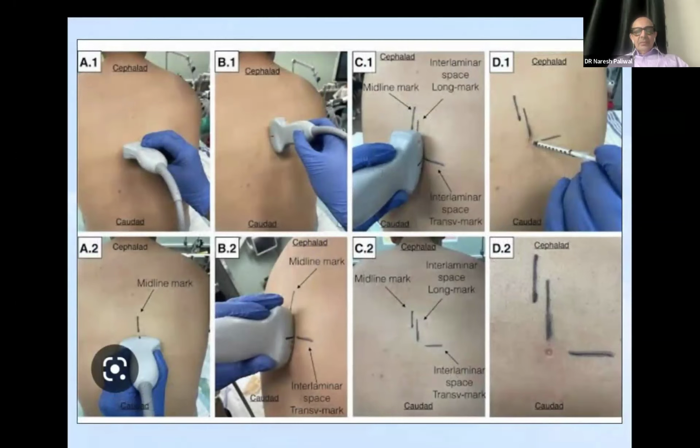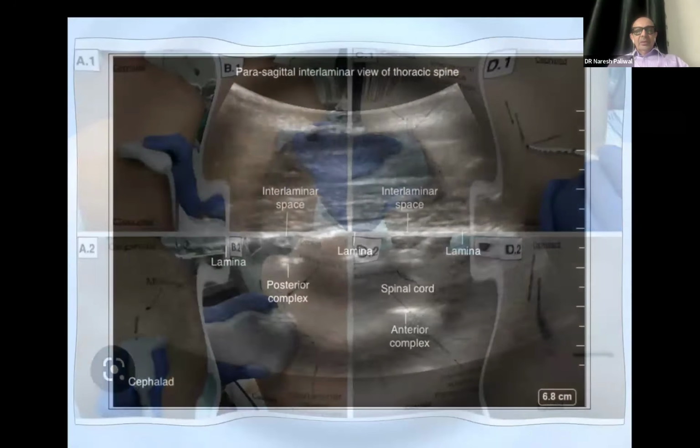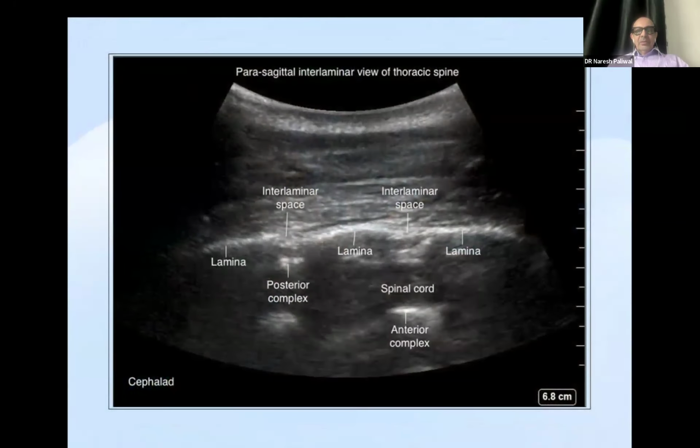You can mark the midline and mark the depth to the interlaminar space. You can see the posterior complex and anterior complex. This is how it looks in the parasagittal oblique interlaminar view at the thoracic spine. The laminae are flat and leaf-like, as compared to the sawtooth or horse-head appearance at lumbar levels. The posterior complex and anterior complex are not easily seen. But if you are able to see the anterior complex very clearly through the interlaminar space, that space is supposed to be open for giving either epidural or spinal anesthesia.